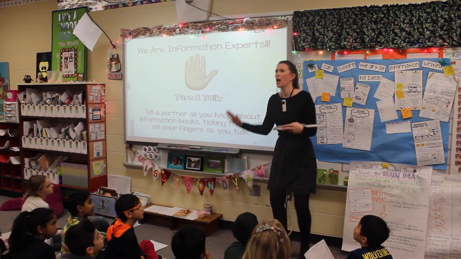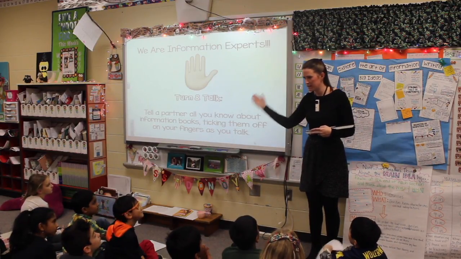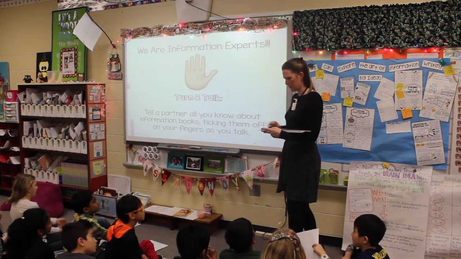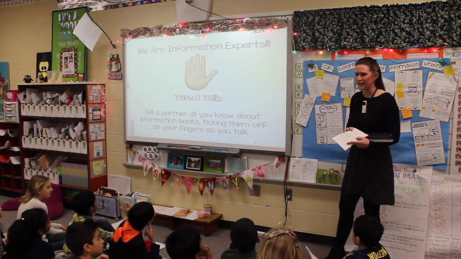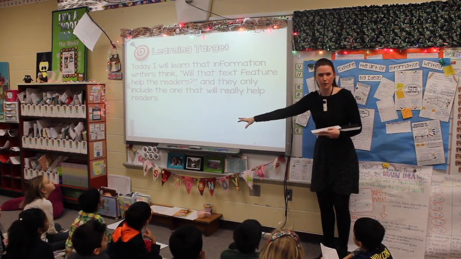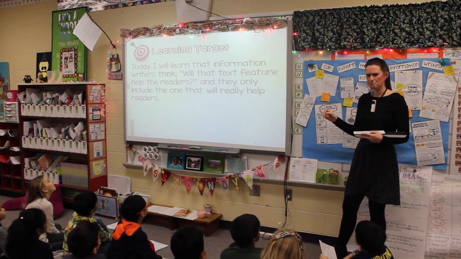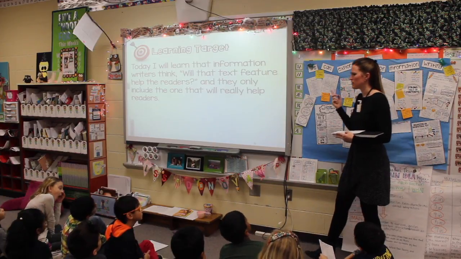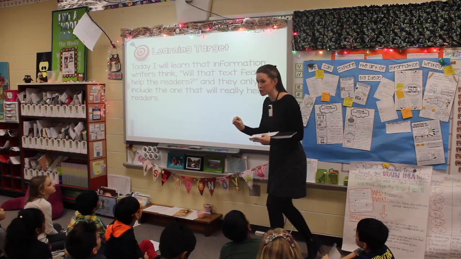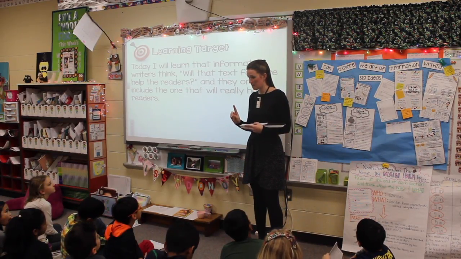You don't want to say the same thing over and over and over, because it's like, oh man, I've heard this too many times now. We want to keep it fresh, but elaborate on that writing. So look at how you are already experts in this information writing. Well, today we're going to take it even further. And today we're going to learn that information writers think, what text feature is going to help my readers? And then you just include maybe one of those text features for that section of your book.